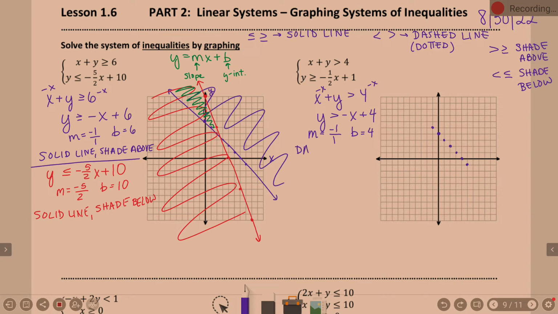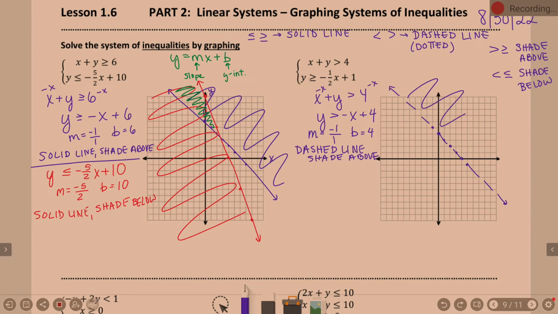So this is going to be a dashed line, which means as I connect it, make me be able to see that it's broken, yes? And what's our brain thinking about shading? Above? Because it was a greater than. So we're shading above. Ask if you have questions if something's not coming back to you.